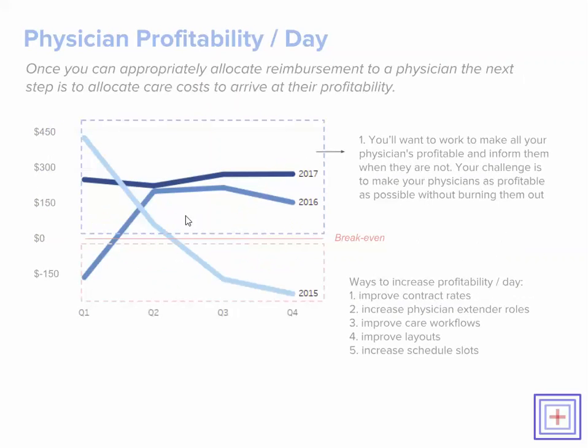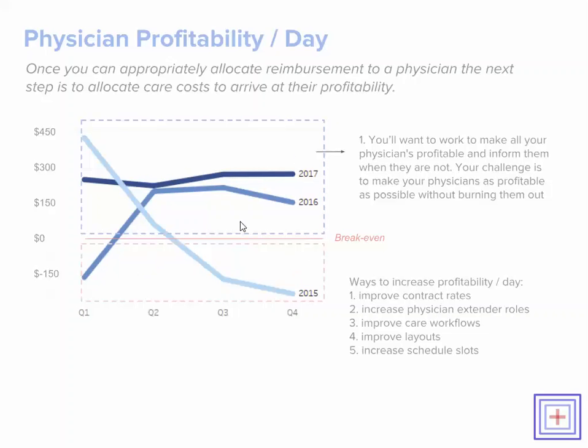So jumping here into profitability, we have profitability here on the vertical axis, and on the horizontal, again, we have quarters. Depending on your reporting structure, you could always change that. Really the first step here is to let your physicians know where they stand. So if we were to start this in 2015, we could show this physician, look, you're not profitable currently, but what our goal is to make you profitable. So here in 2016, that physician becomes profitable, and they hold it in 2017. So this is really the picture of what you'd want to see.